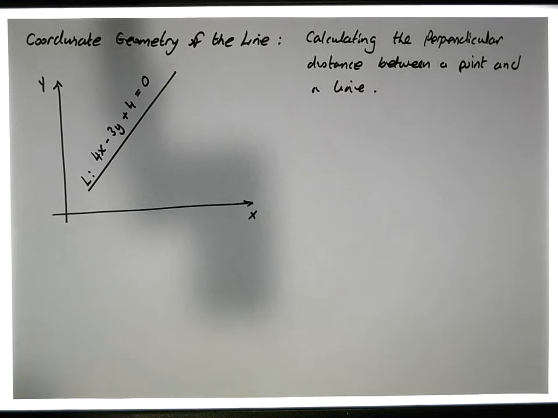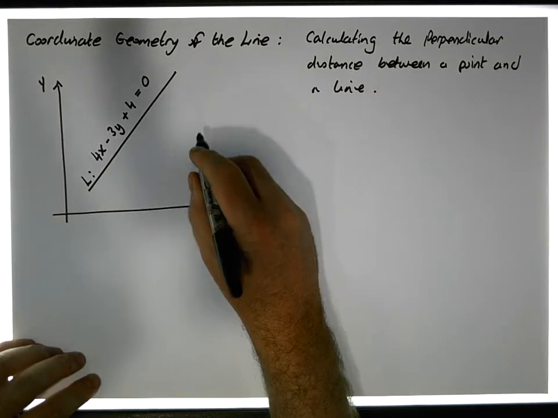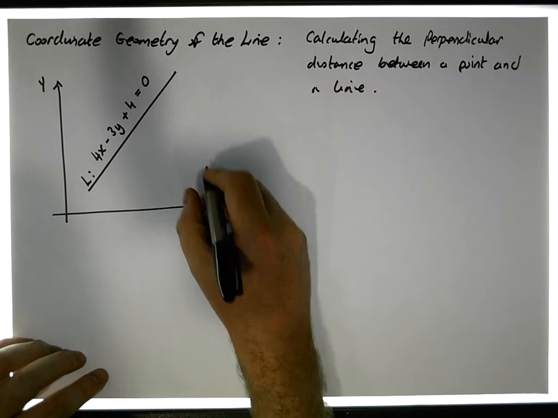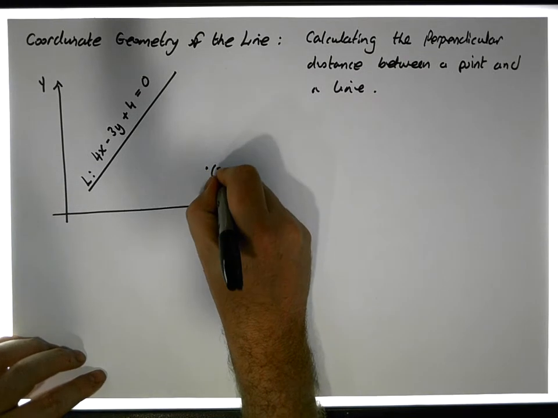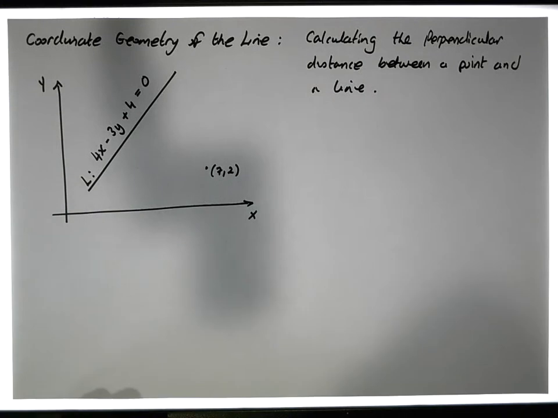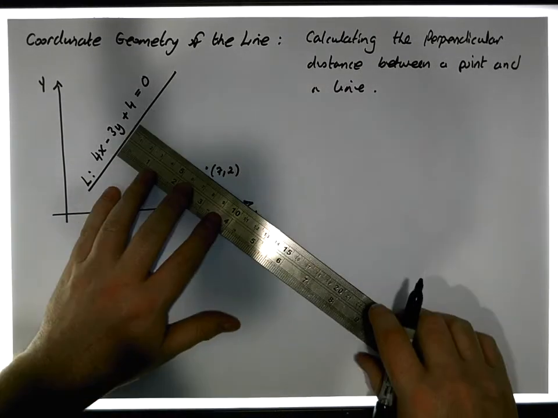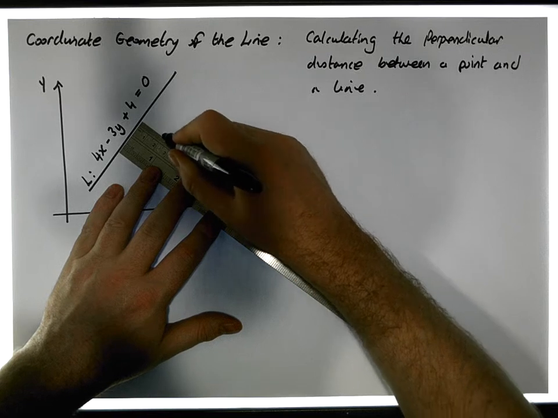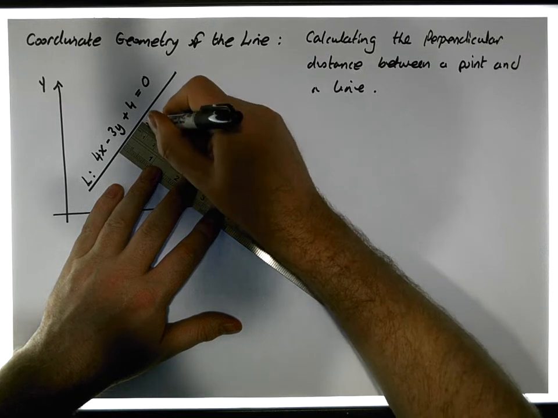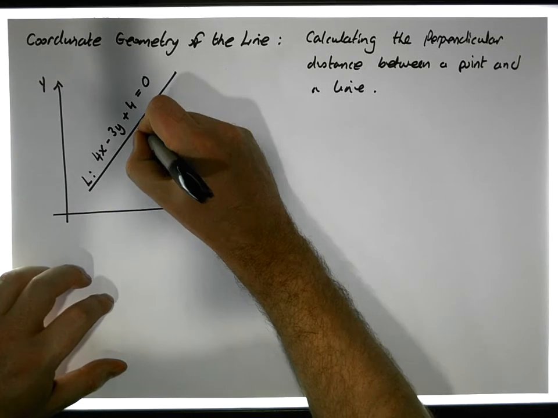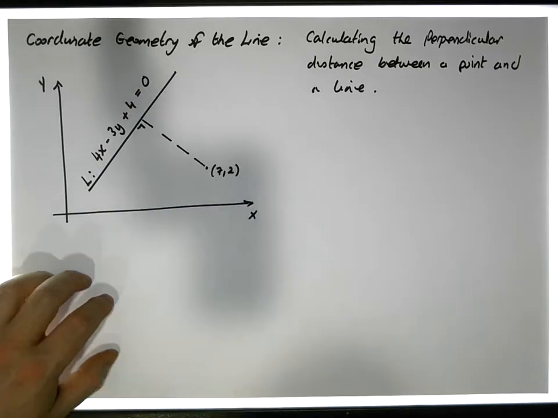Let's say we have a point, and the point is over here somewhere. Let's say the point is (7, 2) for argument's sake. What we'd like to do is calculate the perpendicular distance between the point and the line. So we'd like to calculate how far this particular point is away from this particular line, in particular the perpendicular distance.